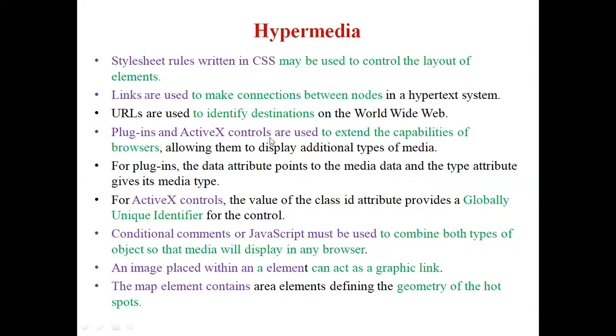Plugins and ActiveX controls are used to extend the capabilities of the browsers, allowing them to display additional types of media. For plugins, the data attribute points to the media data and the type attribute gives its media type. And for ActiveX controls, the value of the class ID attribute provides a globally unique identifier for the control. Conditional comments or JavaScript must be used to combine both types of objects so the media will display in any browser.